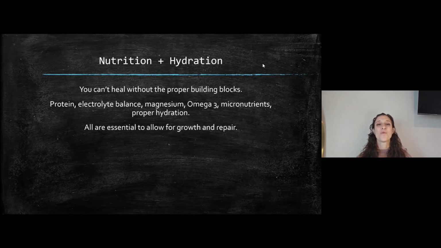And a lot of times we are nutrient and calorie deficient. Things like protein, having proper electrolyte balance, magnesium, omega-3s for inflammation, those micronutrients like even zinc, and proper hydration are essential for growth and repair. The protein breaks down into amino acids. We have to have the sodium, potassium, chloride, calcium balance, and our tissue needs water. We're 70% water.